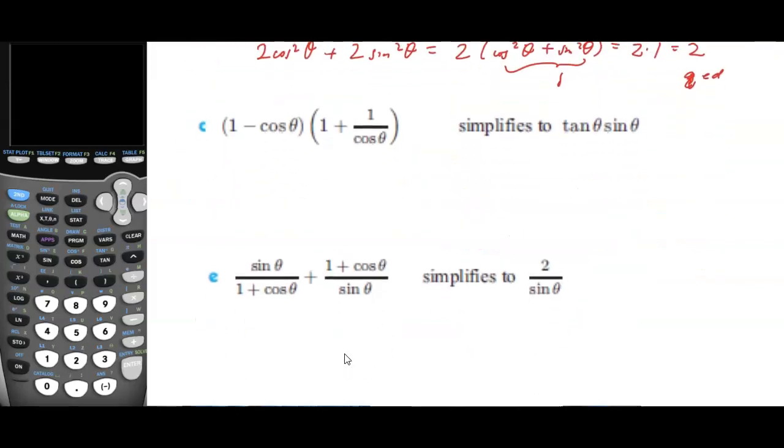1 minus cosine theta times 1 plus 1 over cosine theta simplifies to tangent theta sine theta. So let's show that this is true. So the most obvious thing to do is we can expand this. We can do FOIL. So first we're going to do these two together, and then we're going to do these two together. So it'll be 1 squared, and then negative cosine theta over cosine theta. Okay, and then we're going to do these two together and these two together. So that would be plus 1 over cosine theta, negative cosine theta.